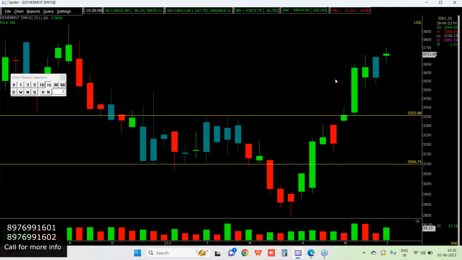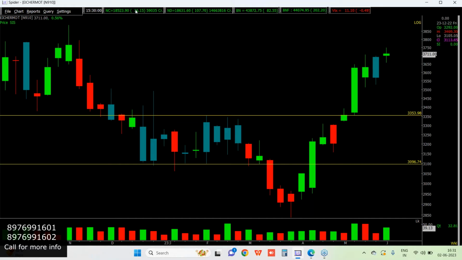But in the same way, you can see in the Elder Impulse system we have 3 options, like you can go with the rising trend, you can go with the falling trend, or you can go with the sideways trend. So there are different techniques to trade those kinds of movement.